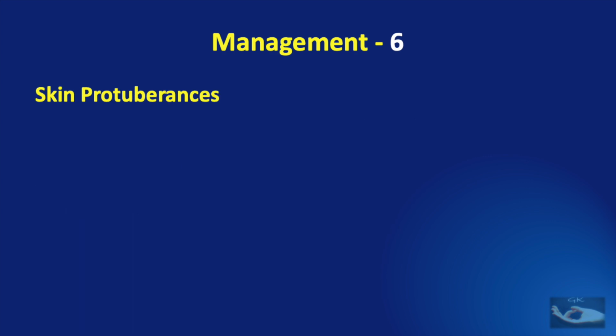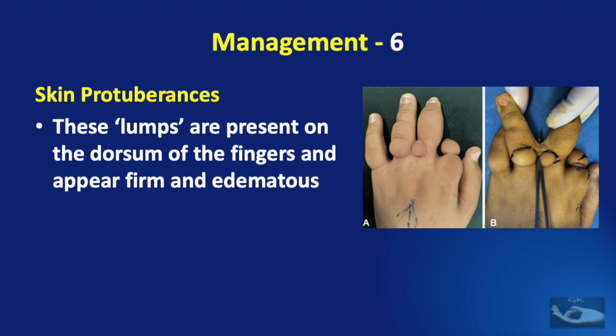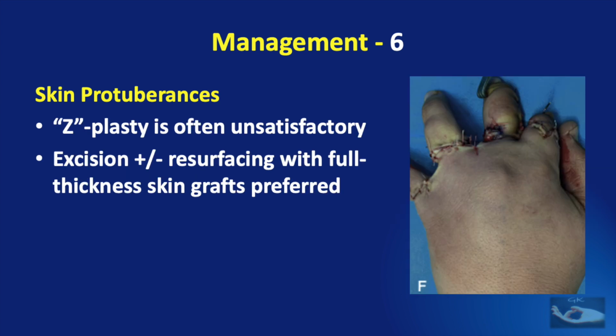Sometimes there are skin protuberances, and these lumps of skin are present on the dorsum of the fingers and appear firm and edematous. Z-plasty can be done, but it is often unsatisfactory. Excision with primary closure or resurfacing with full thickness grafts is usually the preferred management for these skin protuberances.